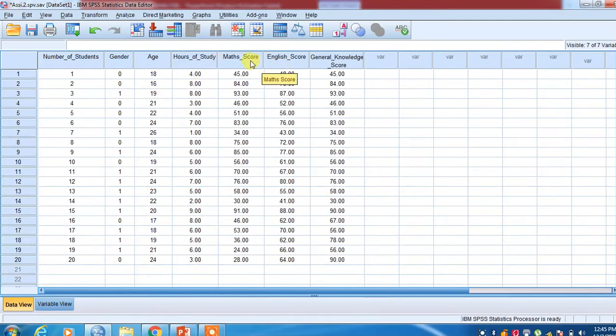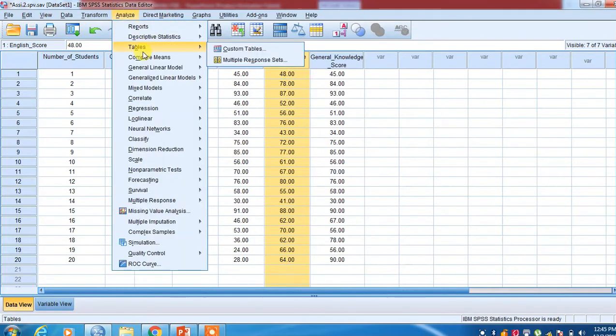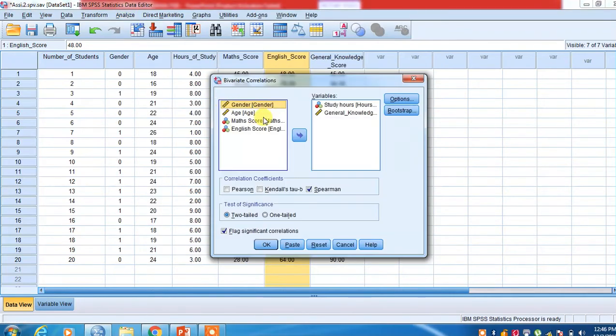Now I am relating two linear variables, maths scores with English scores, to run a Pearson's correlation test. First we go to Analyze and then Correlate, Bivariate, because we have two variables. Now I am putting in my variables, which are maths and English, and as I want the Pearson's output, I check this box and remove this.